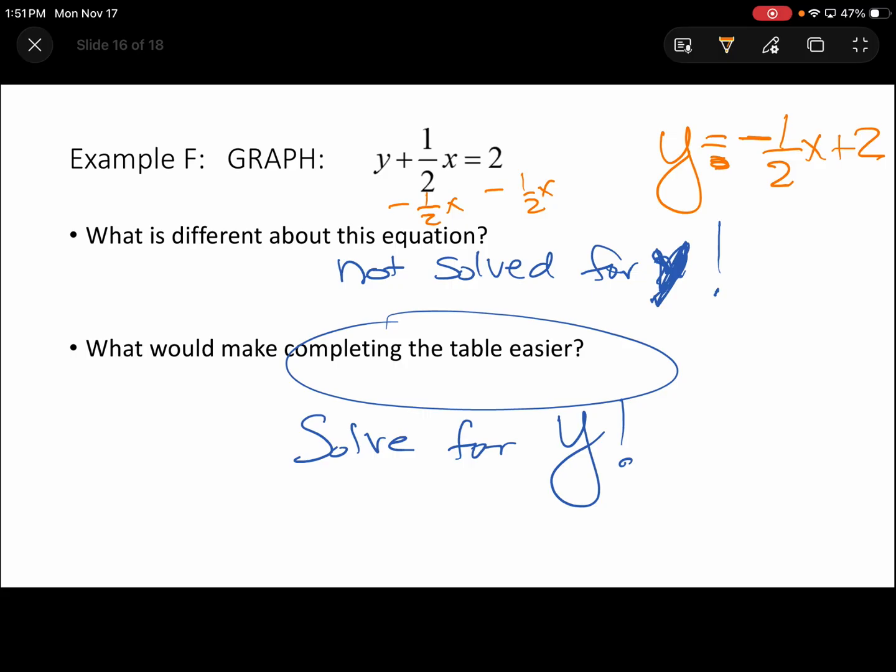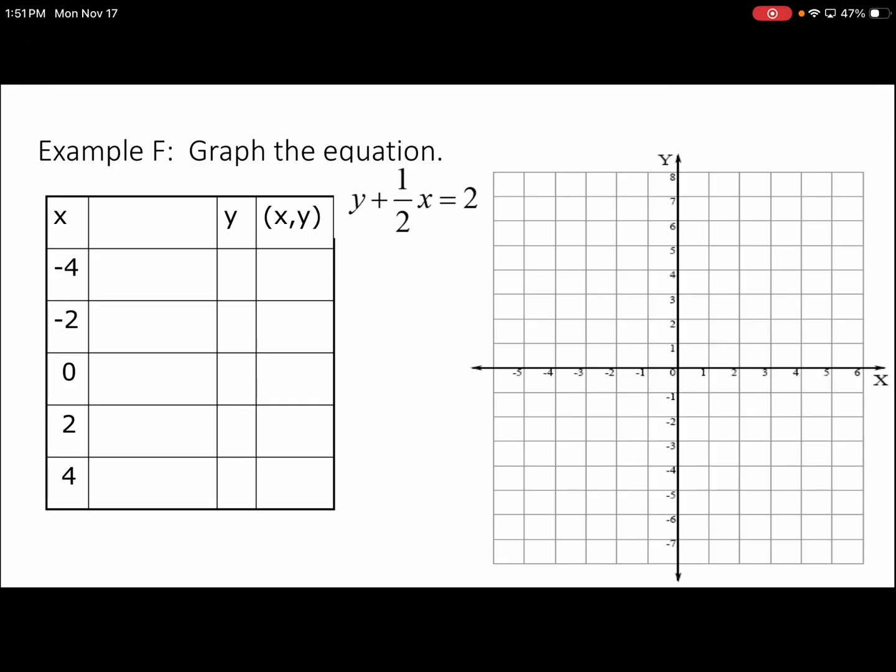Lots of kids want to say clear the fraction. As soon as they see that fraction, oh, we need to clear the fraction first. You don't have to clear the fraction if you just need to subtract something over. You could clear the fraction, but that would make more work. Does that make sense? So let's look at what it's going to look like if I graph this.